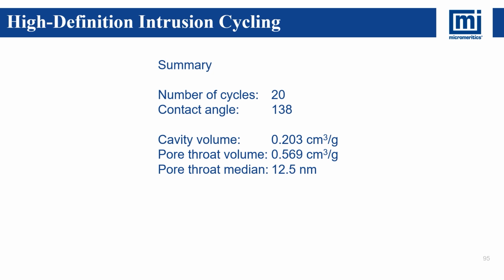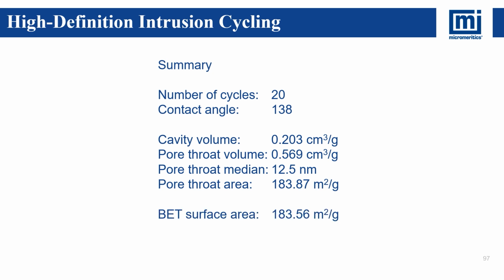Using the pore throat distribution and not the irreversibly filling cavities, we can do a better job of calculating a pore throat area based on our assumption of nearly cylindrical pores, and we get a value of 183.87 when doing so. And see how well it matches the average value we got for the BET surface area of 183.56. So we definitely have two improvements here with a high definition intrusion cycling. We get a much better estimation of the pore throat area, and we get much more information about the volume of the cavities and the throat sizes through which they're being filled.